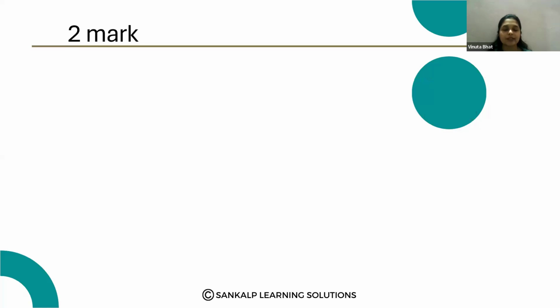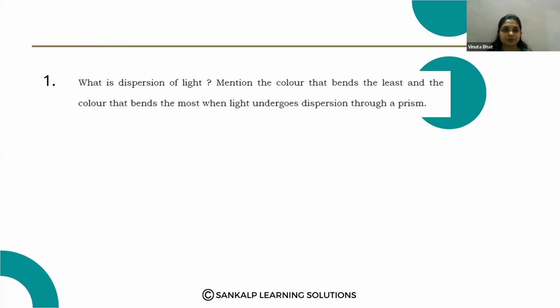Next question. So next we are discussing some 2 mark questions. What is dispersion of light? Mention the color that bends the least and the color that bends the most when the light undergoes dispersion through a prism.